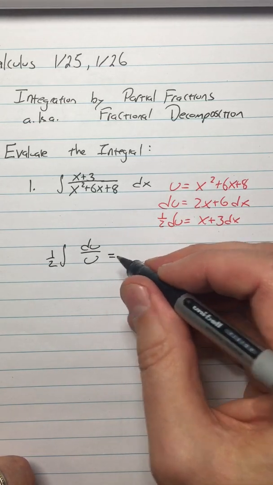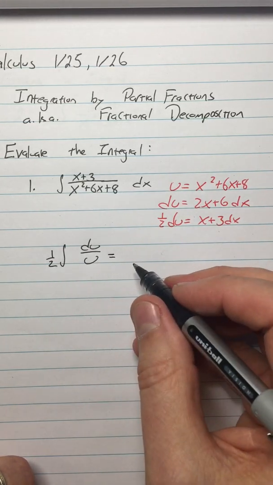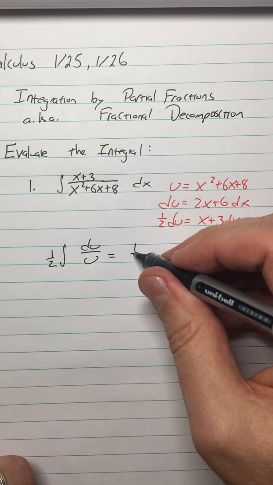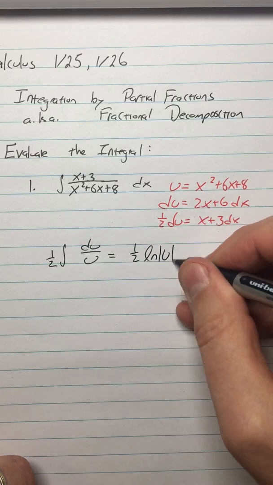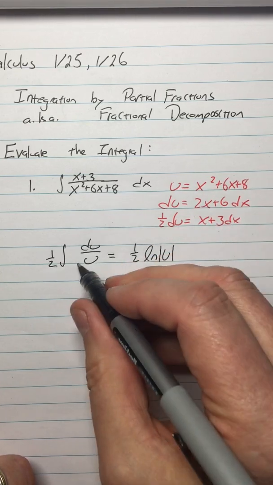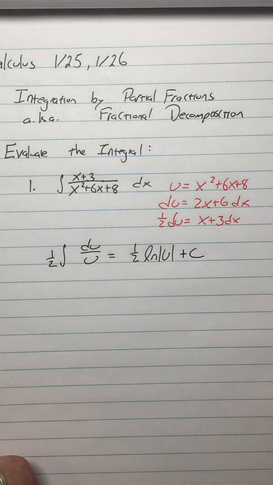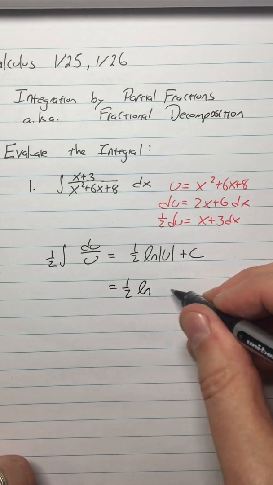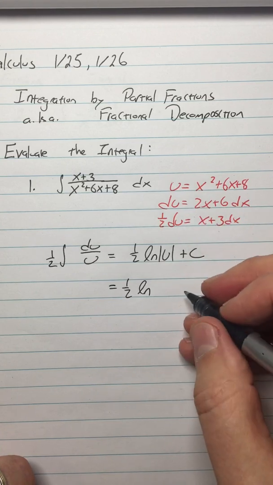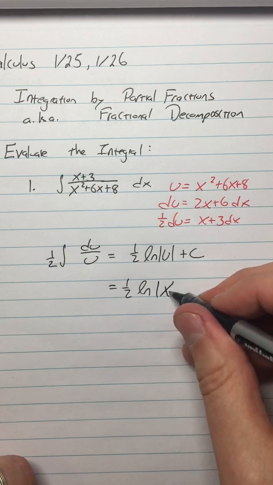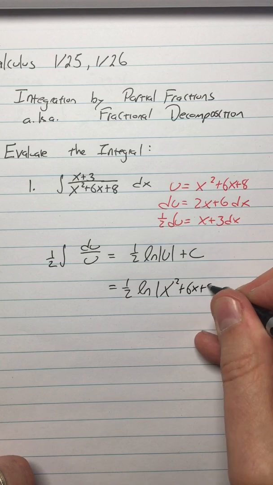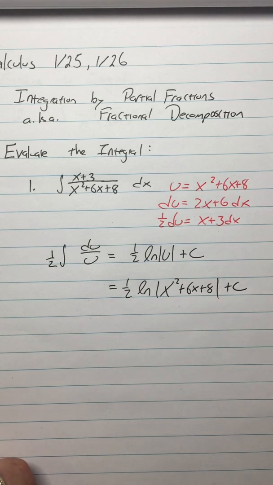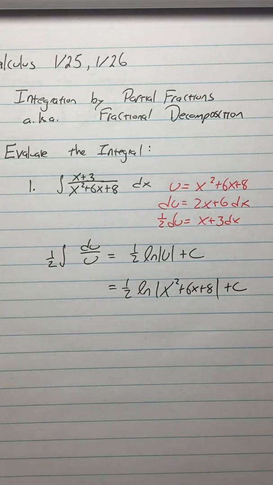All right, and then I know the antiderivative of du over u is ln absolute value of u, so I have ln absolute value u, my 1/2. Because I've done the integral now, I need to put the plus c now, and then I'm going to sub back my u, which was x squared plus 6x plus 8, so absolute value of x squared plus 6x plus 8 plus c, and that's my integral. Okay, fine, so that's what you know how to do.